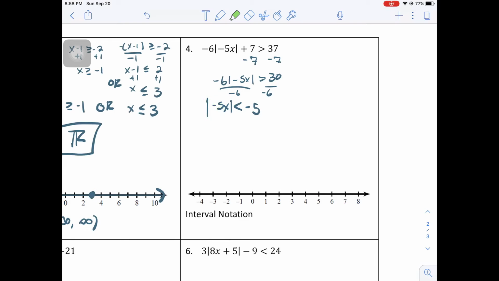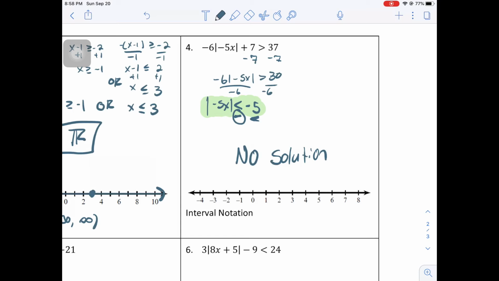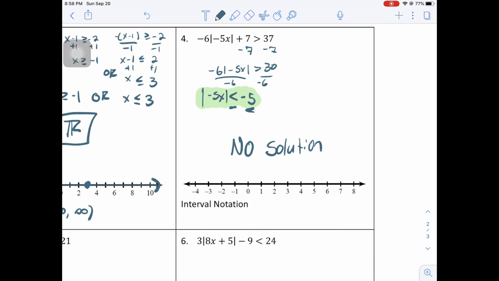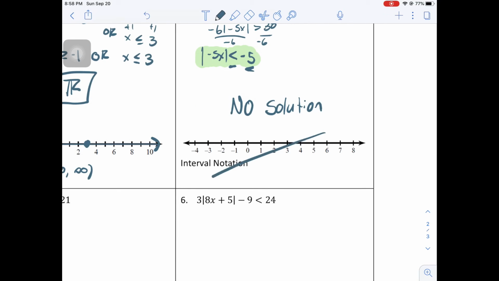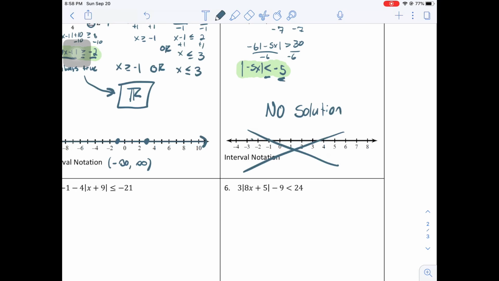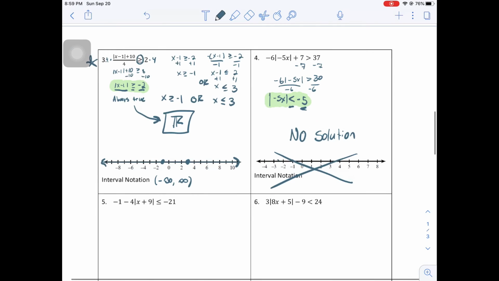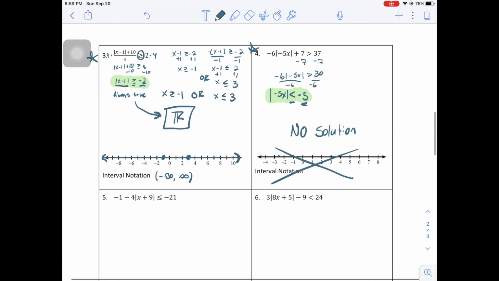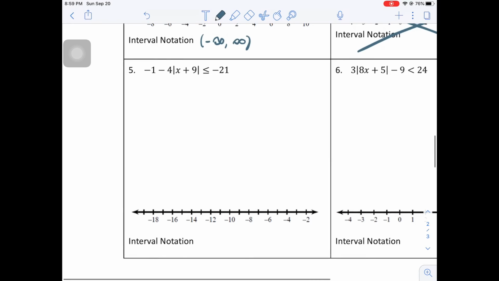Hopefully, when I said that, you were like, wait a second, because an absolute value being less than a negative number, when is that possible? Never, right? So this would be no solution. Okay? And that's because an absolute value always has to be bigger than a negative number. It can never be 0 or it can never be a negative number, right? Absolute value cannot be negative. Therefore, it can't be smaller than a negative number. So we wouldn't write anything on the graph or the interval notation in this case. Okay, if you have questions about 4 and 3, come with them tomorrow, okay? We could definitely talk about those.